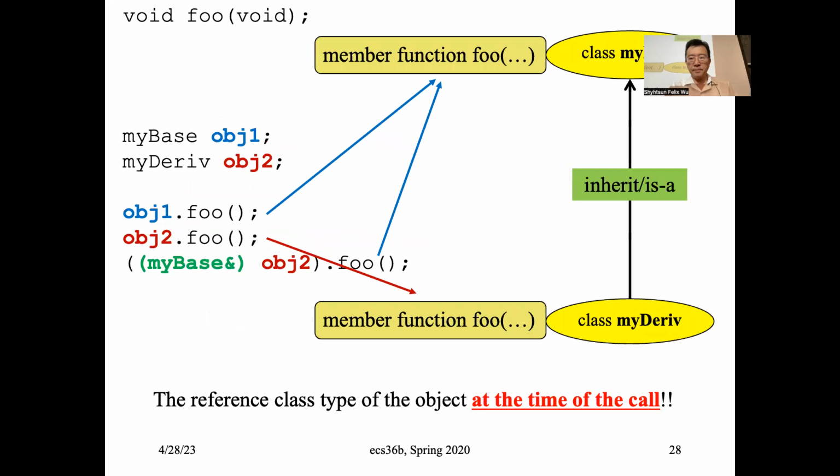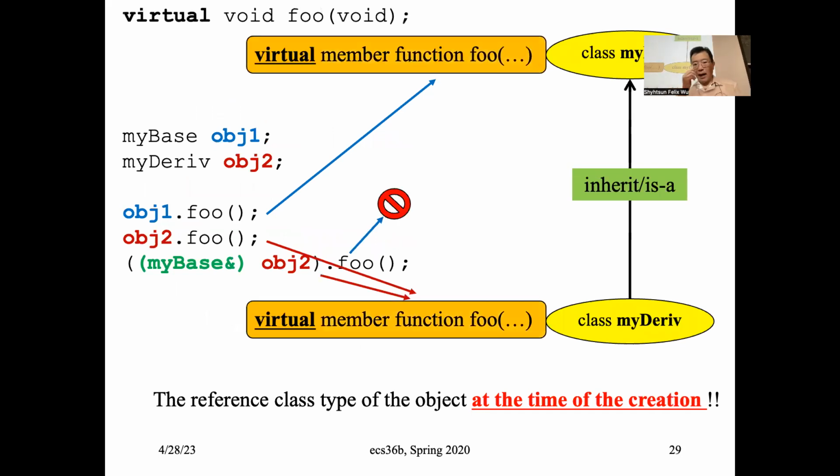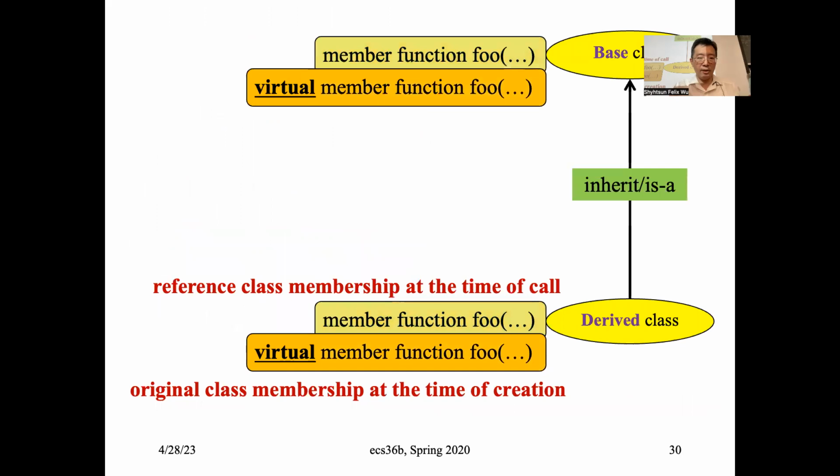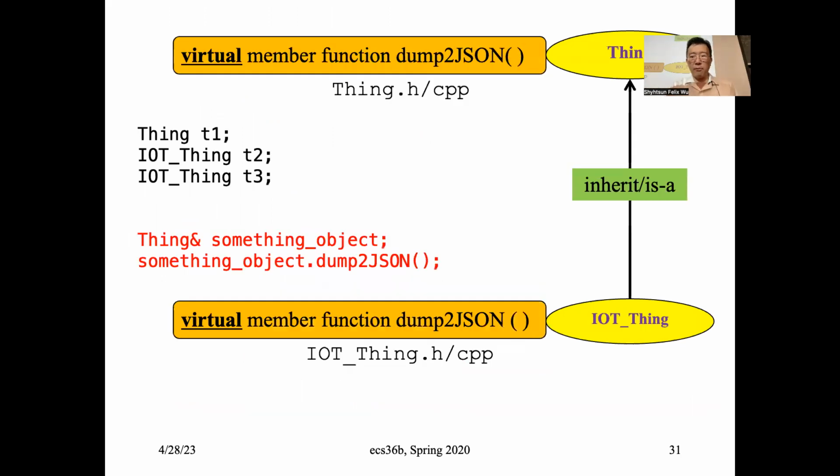I hope you got the idea about the difference between a regular function and a member function. One is referenced at the time of the call versus the time of the creation. Okay, so I'm going to show you some real examples.